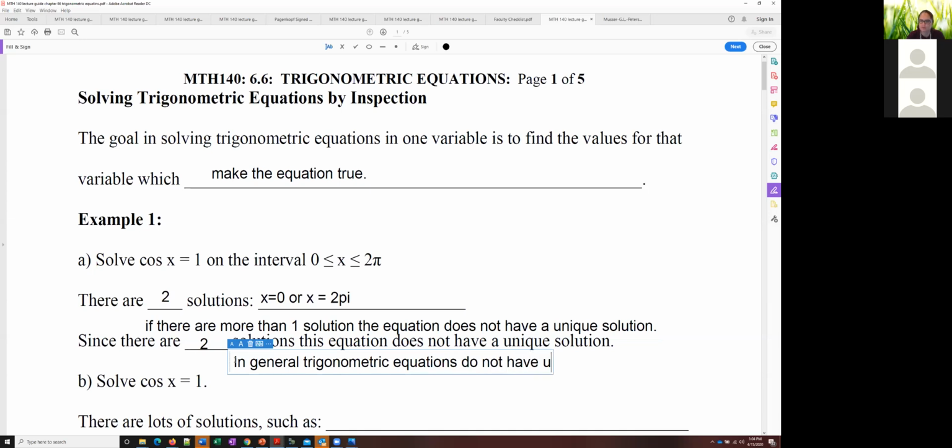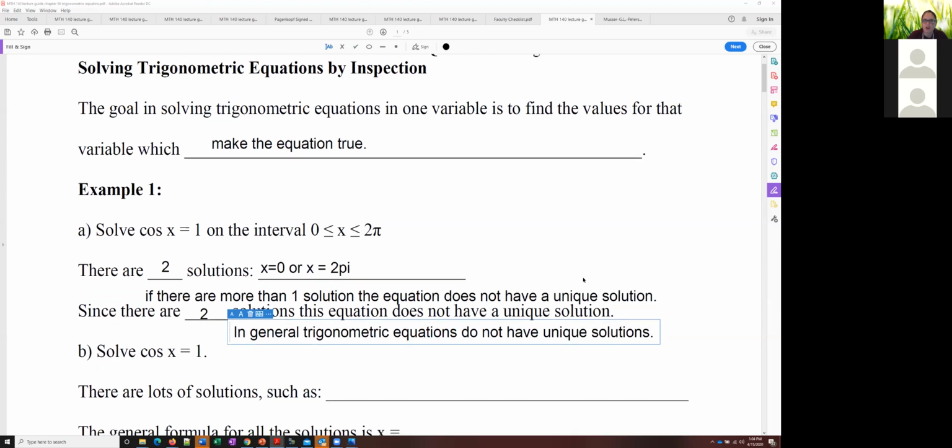Is there ever a time where they do have a unique solution? Well, it would kind of depend on the interval. So for example, if I said to solve this equation on the interval from 0 to pi, then there would be a unique solution. The only answer would be 0. Okay? But in general, we don't really want to limit anything. So I would say that in general, there will be many solutions because we won't be limiting ourselves. Does that make sense?